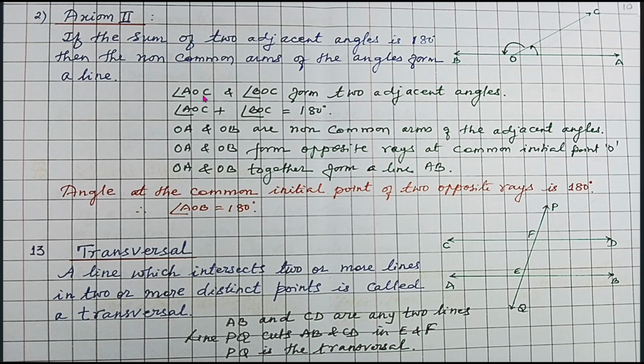So therefore I have written here angle AOC and angle BOC form two adjacent angles. Angle AOC plus angle BOC is 180 degrees. OA and OB are non-common arms of the adjacent angles. OA and OB form opposite rays at common initial point O. OA and OB together form a line AB. Remember that. Angle at the common initial point of two opposite rays is 180 degrees. A very important axiom, again very useful in calculations.